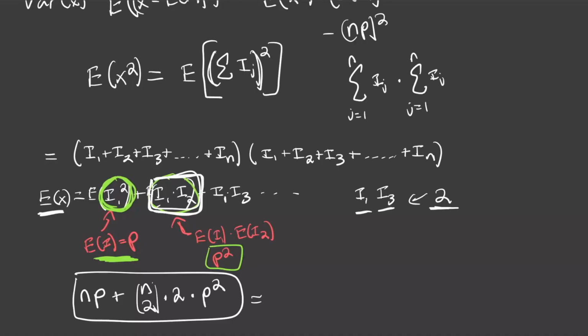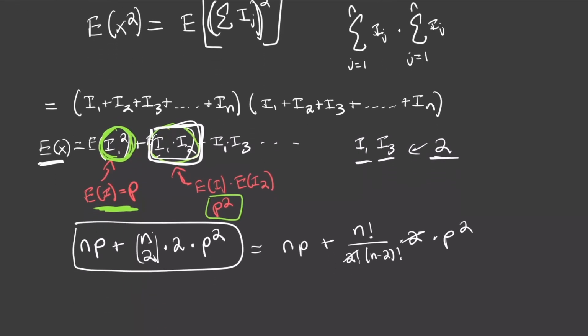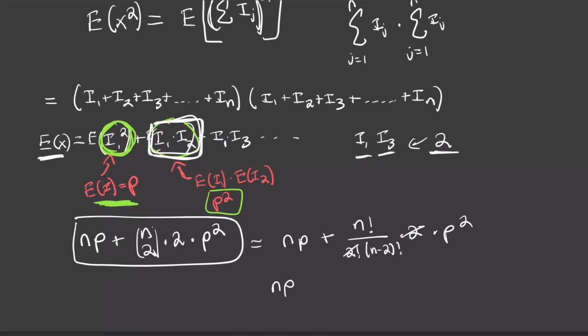And we can actually simplify this a little bit more if we expand out that choosing coefficient. Basically, we're going to get n factorial over 2 factorial times n minus 2 factorial on the bottom, and then we're going to get times 2. These are going to cancel, times p squared, which again we can simplify to n times p plus n times n minus 1 times p squared.